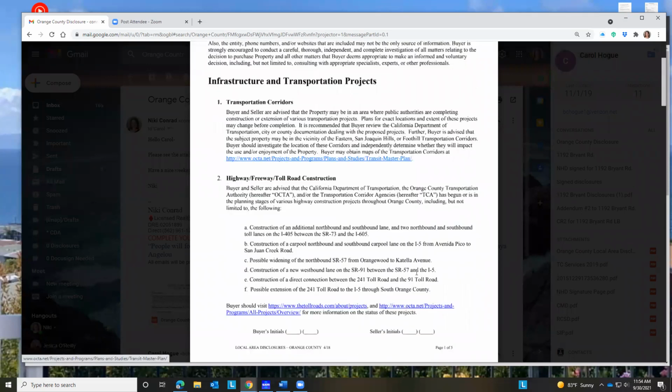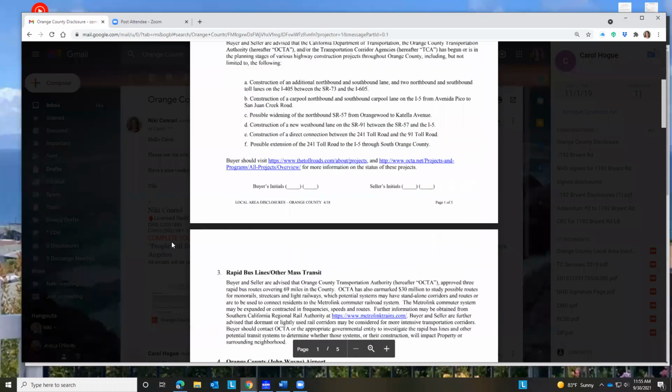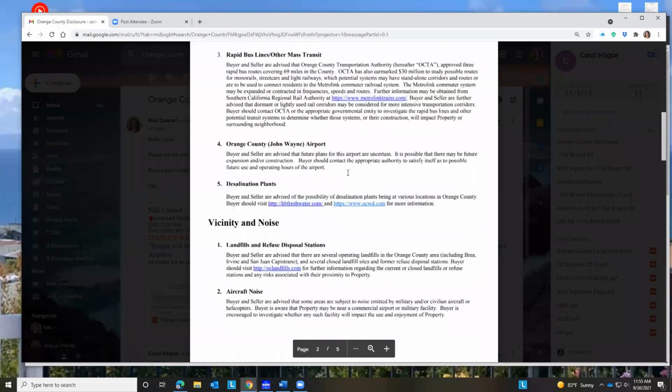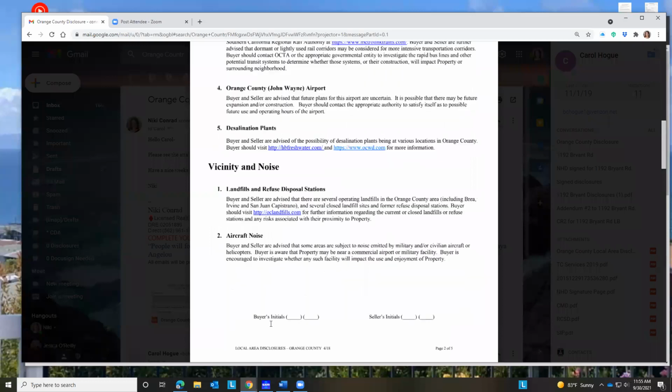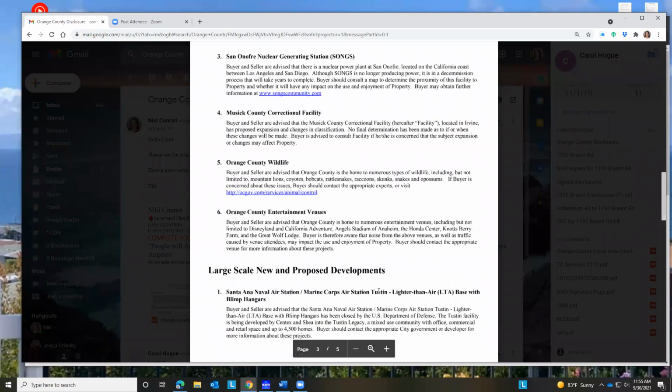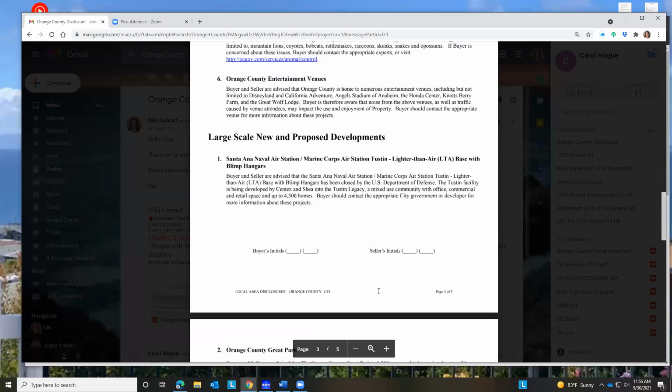There is a whole lot of stuff going on. Construction of an additional northbound and southbound lane on the 405 between the 73 and the 605. Construction of the carpool lane on the I-5, widening of the northbound 57, the 91, the 241. So this has got the John Wayne Airport, desalinization plants, landfills, aircraft noise, San Onofre, Orange County wildlife, Orange County entertainment venues, new and proposed developments. If your property is in Orange County, give this disclosure.